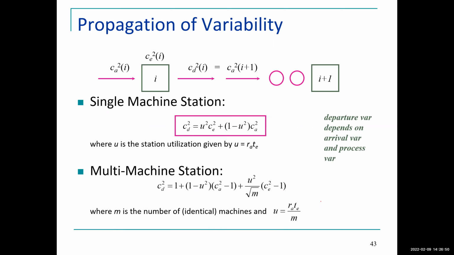So propagation of variability, one more time, here are the equations. We're going to compute the squared coefficient of variation using this equation for a single machine, and the squared coefficient of variation for the departure for multiple machine stations using this equation.